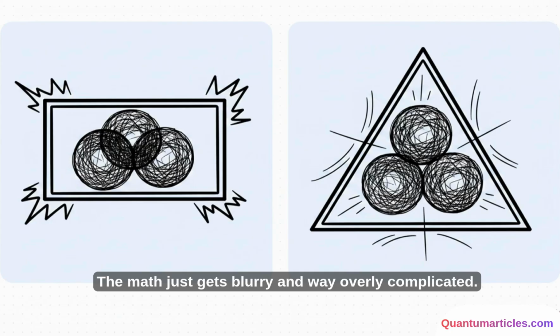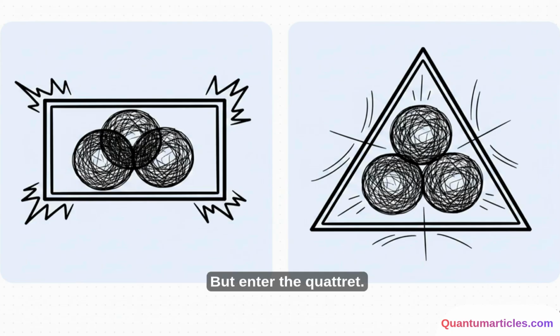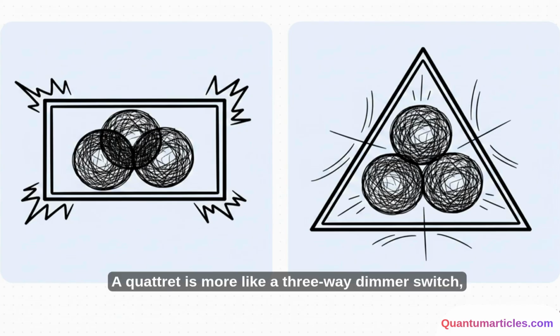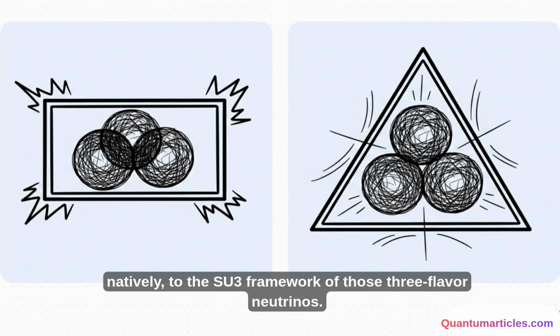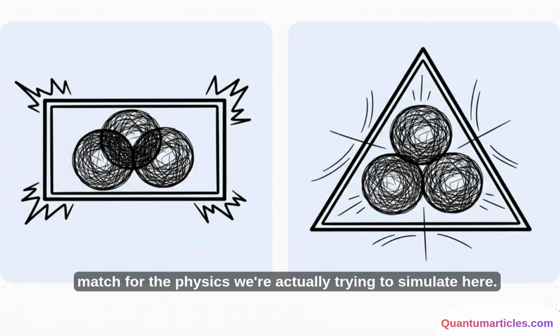The math just gets blurry and way overly complicated. But enter the quotrit. A quotrit is more like a three-way dimmer switch with energy levels 0, 1, and 2. This means it maps perfectly, natively, to the SU(3) framework of those three-flavor neutrinos. It's absolutely a perfect hardware match for the physics we're actually trying to simulate here.